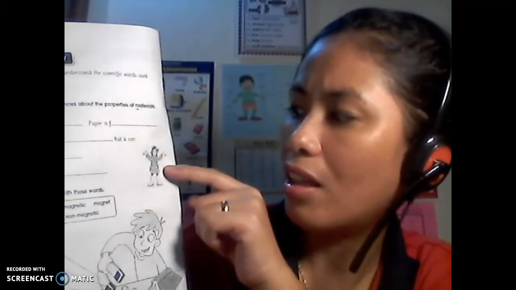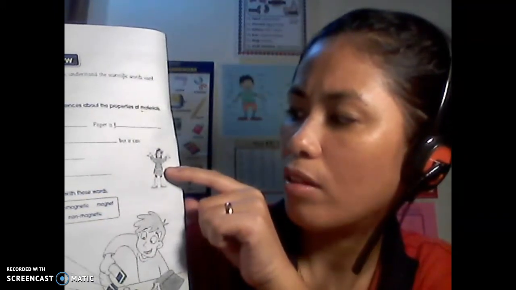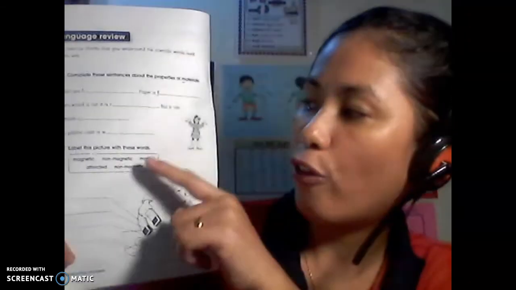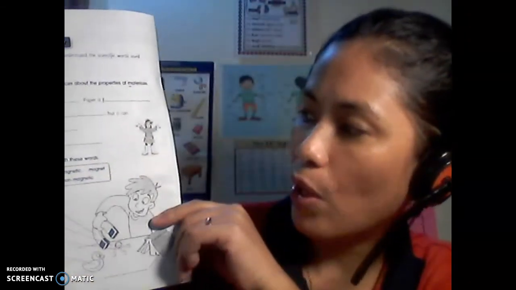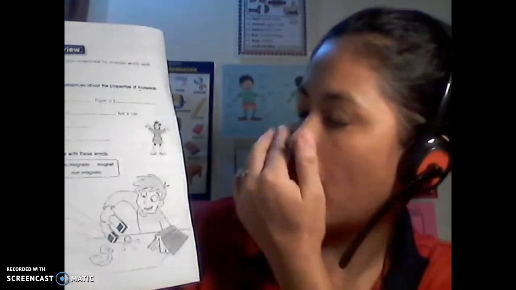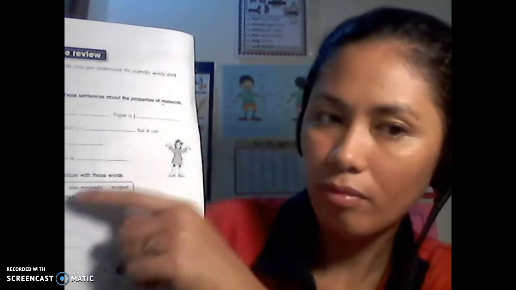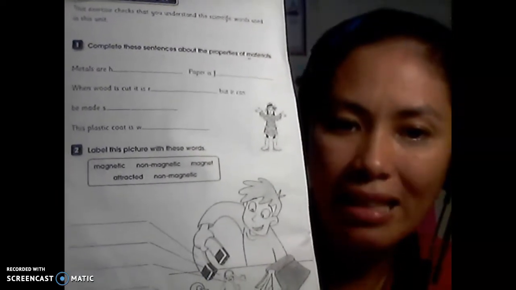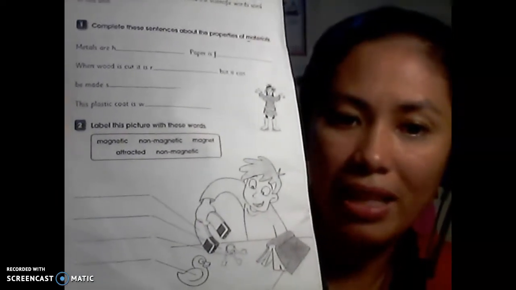So the plastic coat is, look at this. What's the word for something that cannot be wet? And then for task 2, label this picture with these words. You're going to use these words: magnetic, non-magnetic, magnet, attracted, non-magnetic.